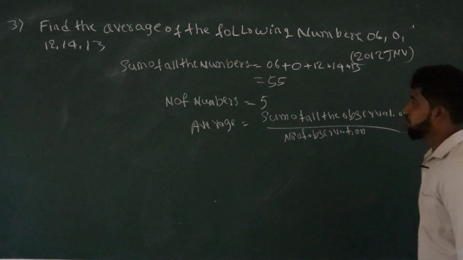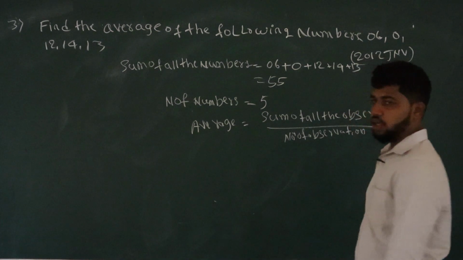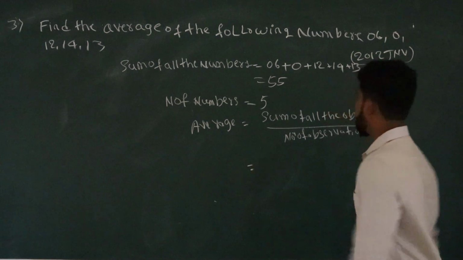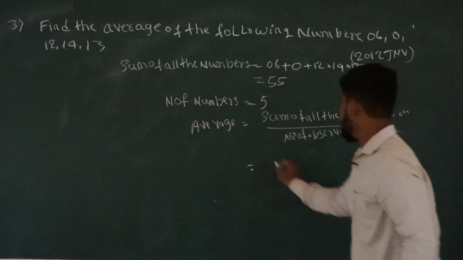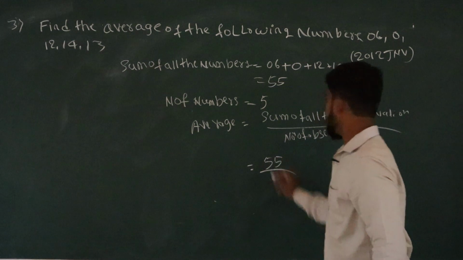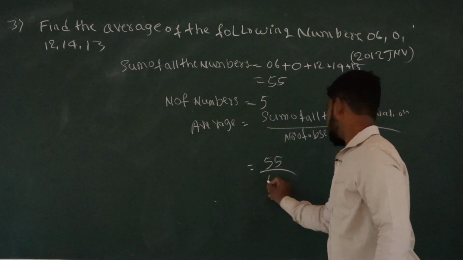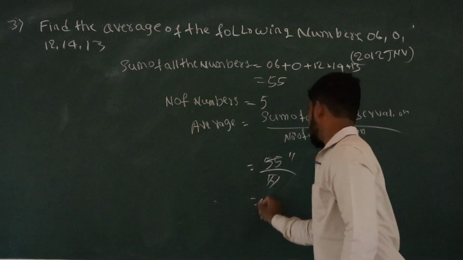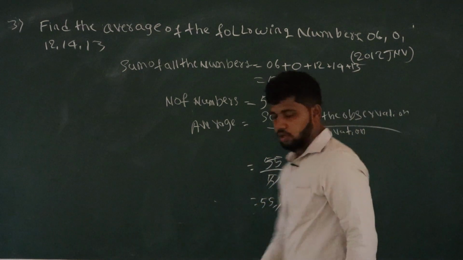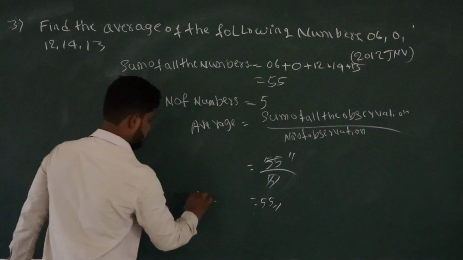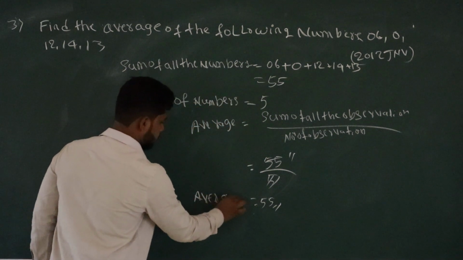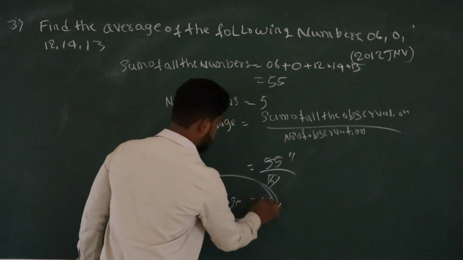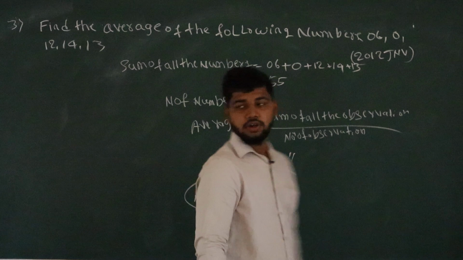Now what is the average formula? Sum of all the observations divided by the number of observations. Now what is the sum here? How much did you get as the sum? 45 is the sum. 45 divided by the number of observations, 5. 5 ones are 5, 5 nines are 45. You will get the average is equal to, sorry, 9.